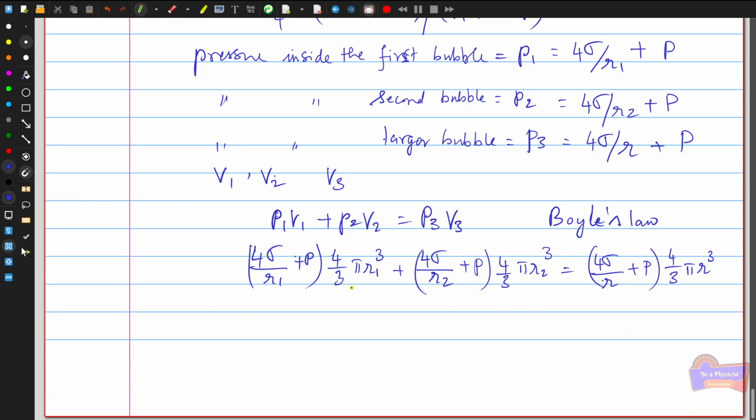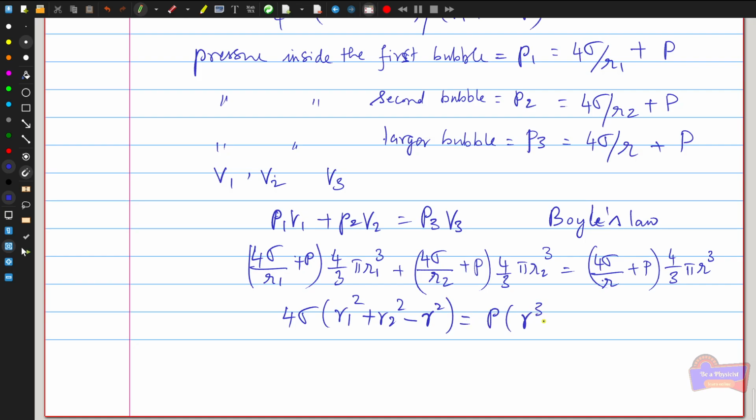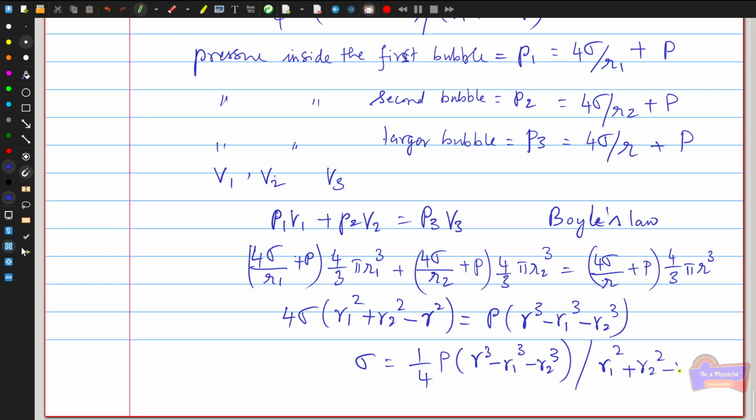If you cancel out the common terms and simplify this equation further, the final answer will be 4 sigma times (R1 squared plus R2 squared minus R squared), which is equal to 3 times P times (R cube minus R1 cube minus R2 cube). From this we can easily find sigma, which is equal to 1 by 4 times P into (R cube minus R1 cube minus R2 cube) divided by (R1 squared plus R2 squared minus R squared). So we have proved that sigma is equal to this value. Okay, let's stop here. The remaining portions we can see in the next class. Okay, thank you.